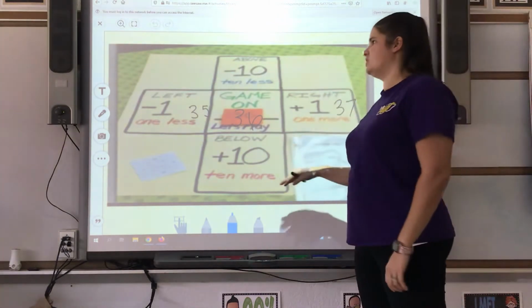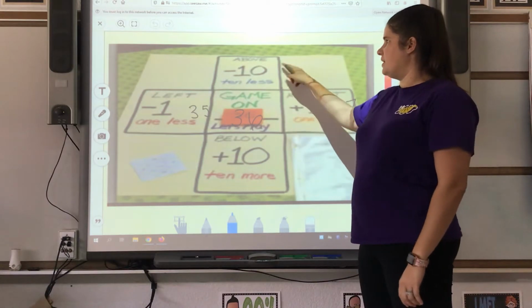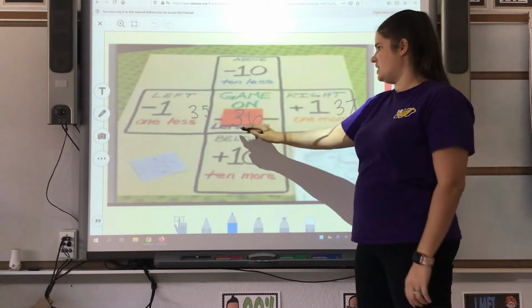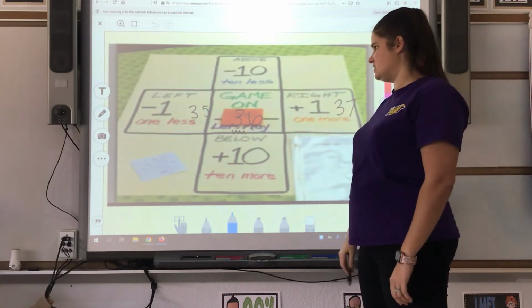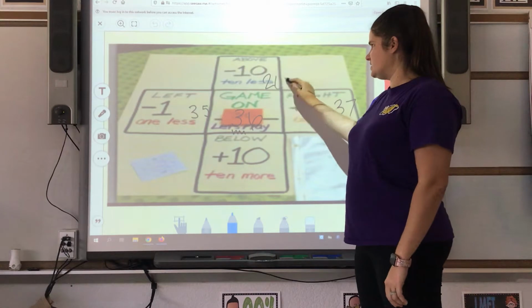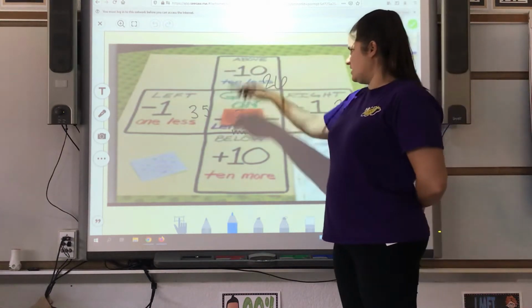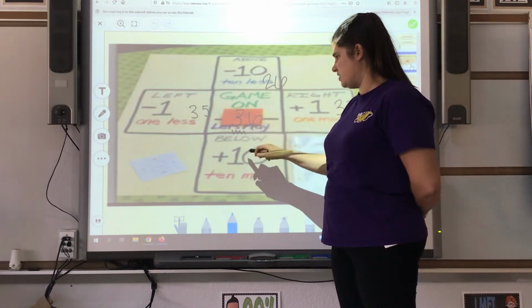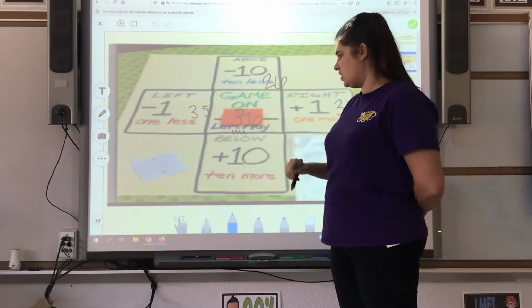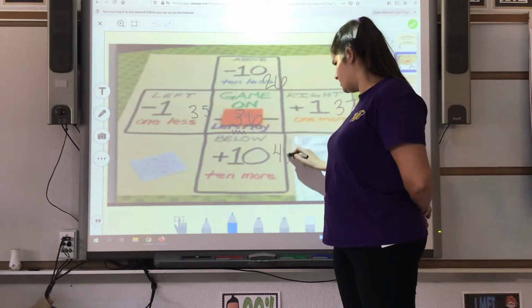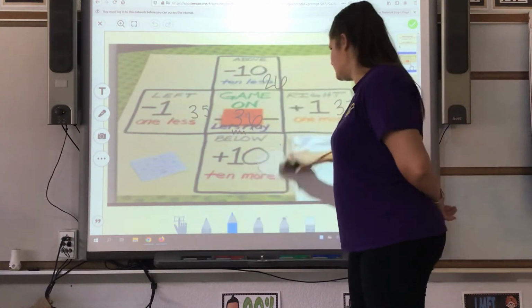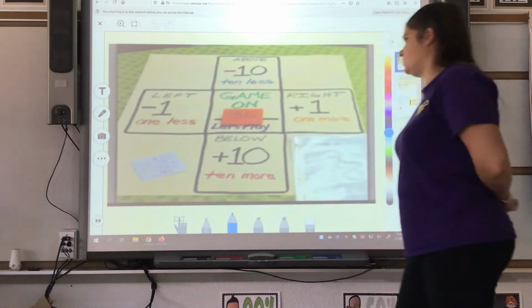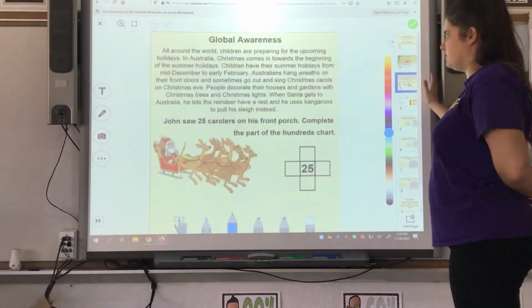When you're looking at your hundreds chart, if you go to the number above, that is minus 10. So 36 minus 10, all you have to do is change that tens digit, is 26. If you're looking at your hundreds chart and you need 10 more, you look below. So 36 plus 10, you look at that 10, you increase it by 1, gives us 46. That is how you use your chart while you're doing plus 1, minus 1, plus 10, minus 10.